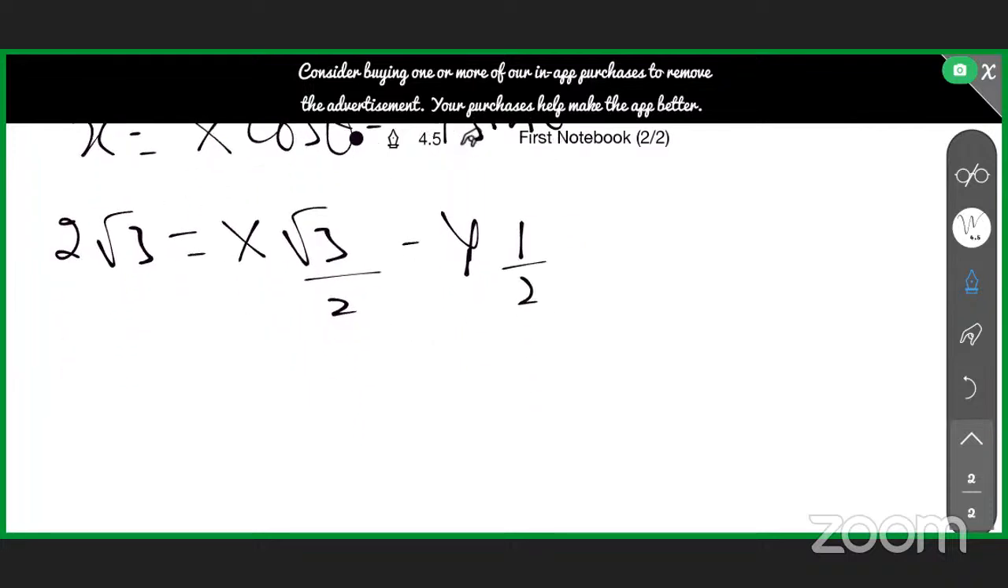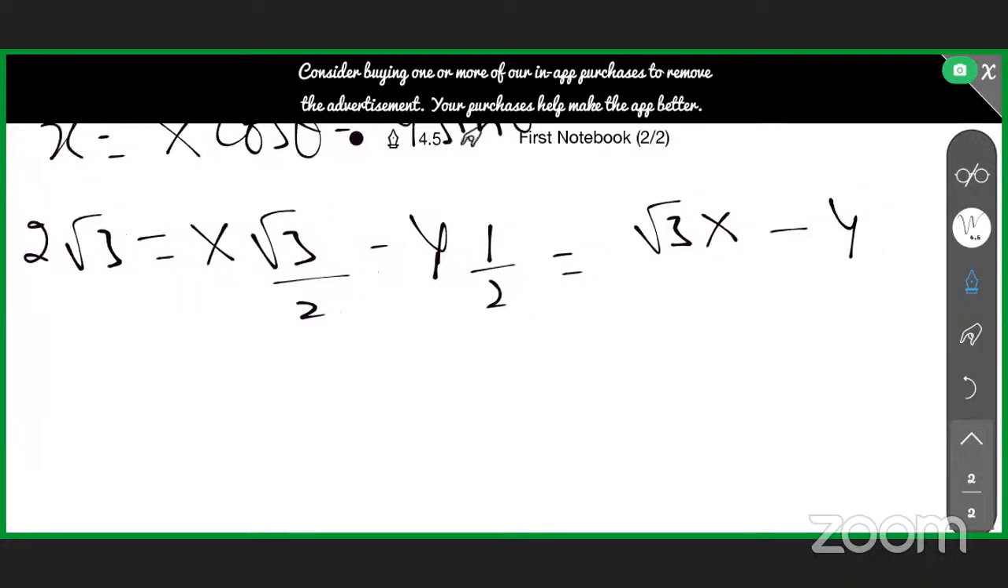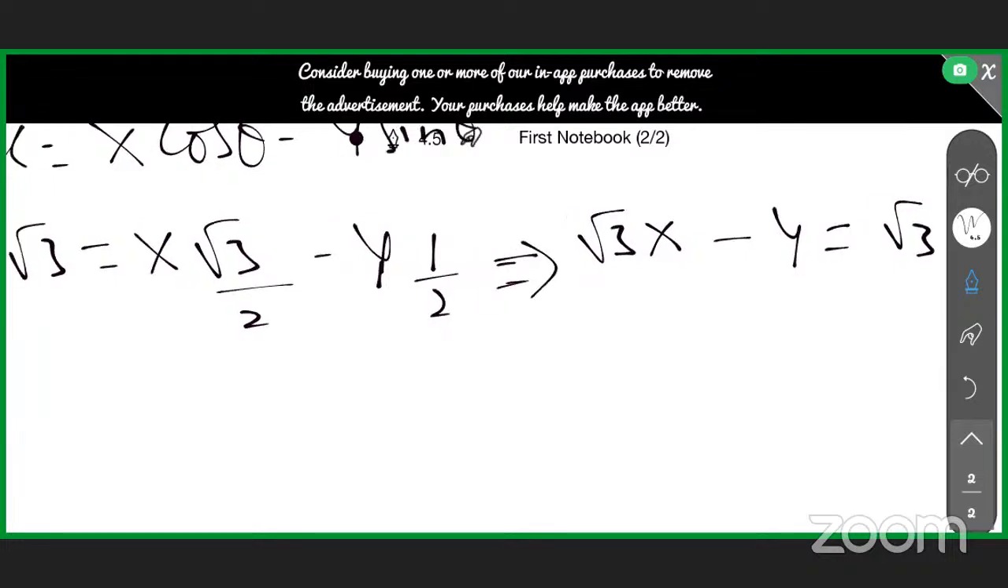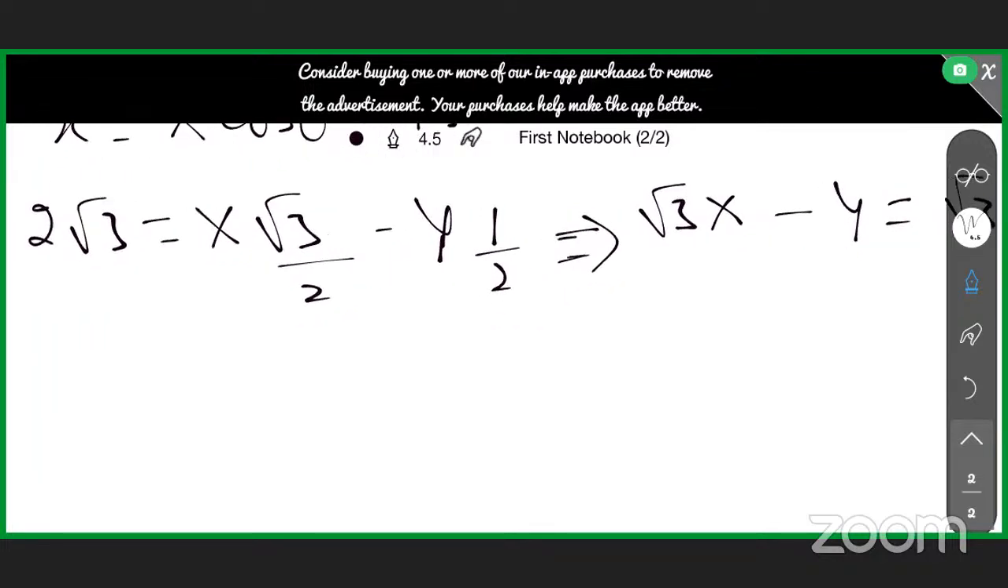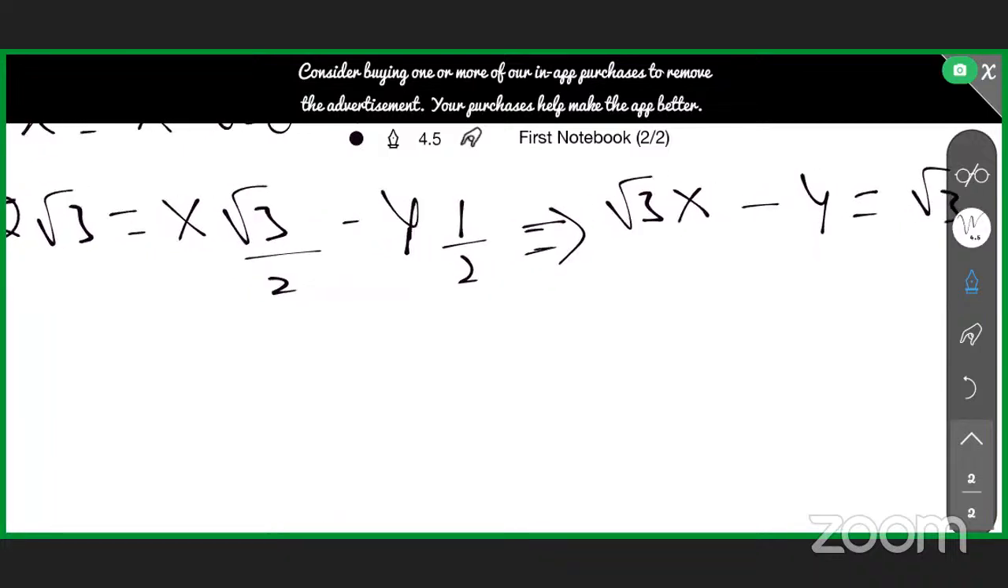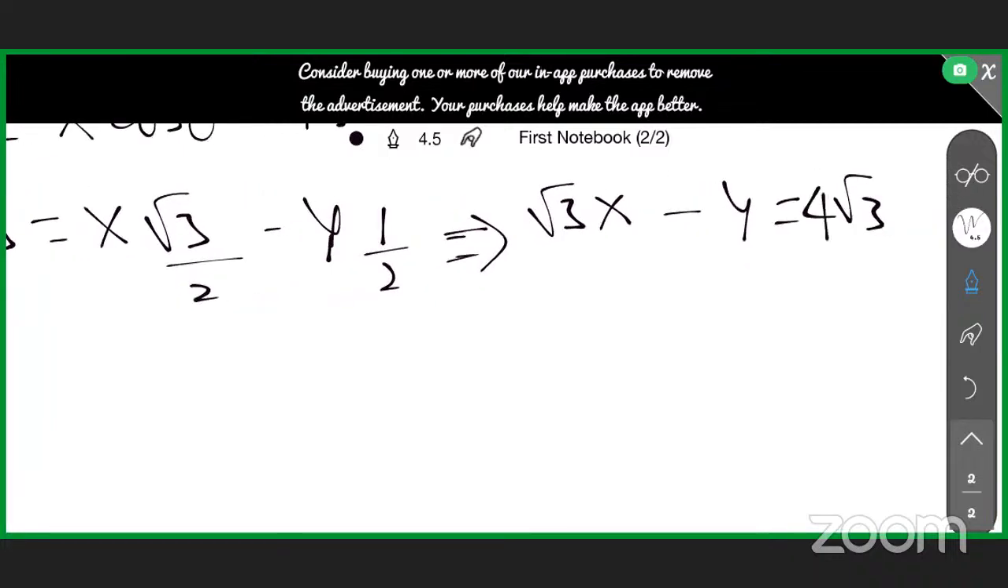So, since the LCM is the same, I'll take 2 as the LCM, so it will be root 3x minus y. That is equal to root 3, that 2 cancels. Sorry, the 2 and 4 get cancelled, so it is 4 root 3, sir. I take this as equation 1.